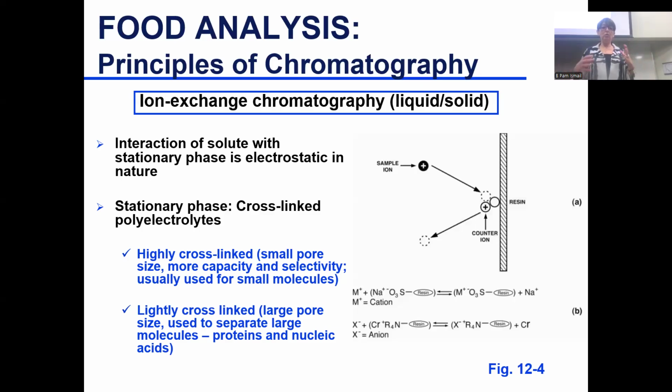So if I want to separate positively charged molecules, I need a stationary phase that carries a negative charge. Otherwise, I won't get interaction. In this case, it would be cation exchange. If I want to separate negatively charged molecules, I need a positive charge on my stationary phase, and then it will be called anion exchange.